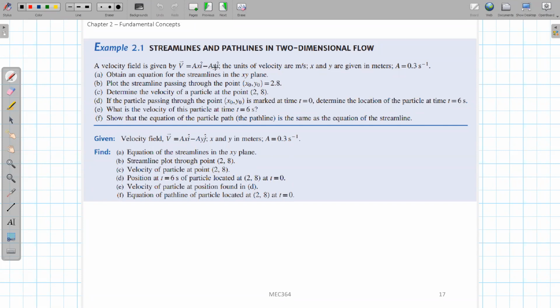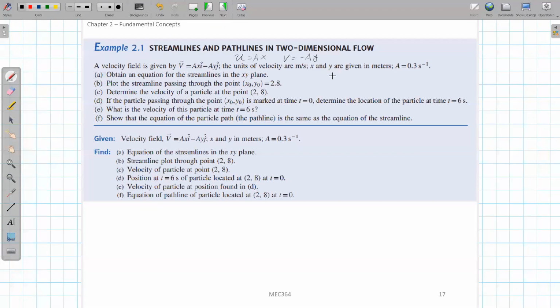So in other words, from here we know that if we write u as the x direction component of velocity, it will be ax, right? And v will be minus ay. So there's a minus sign there. And a is a constant. Okay, so you can replace a with 0.3.